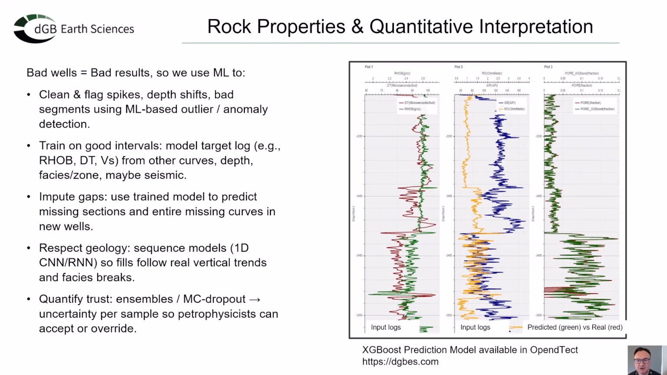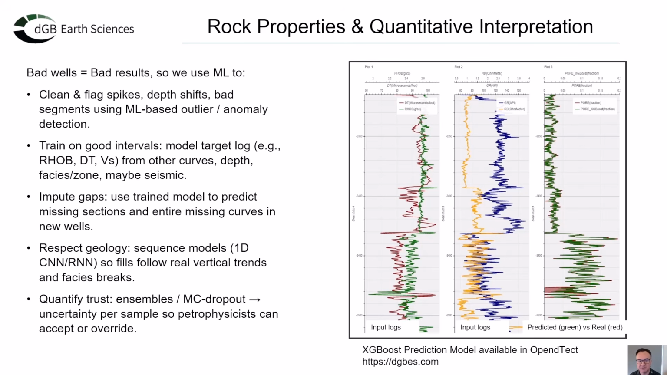Moving on to rock properties and quantitative interpretation. Simply, bad wells equals bad results. So we want to use machine learning to do a lot of things with our input data, cleaning and flagging spikes, depth shifts, identifying bad segments, using machine learning-based outlier anomaly detection, training these models on good intervals, and hoping that we can predict things in bad intervals.